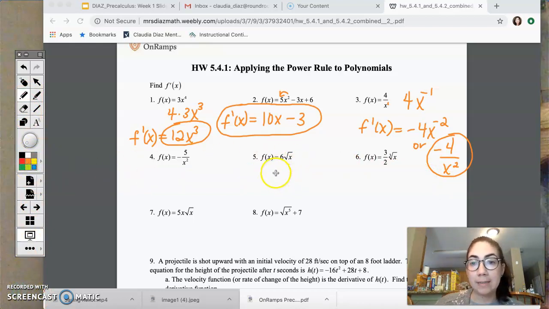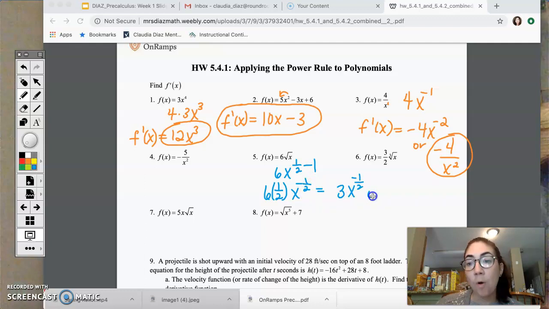Okay, let's look at number 5. Number 5 is 6 times x square root of x, but that's also saying x to the 1/2. So you need to remember that the square root of x is the same thing as x to the 1/2. You're going to bring the 1/2 to the front, so it's 6 times 1/2. And then you're going to subtract 1, so to the negative 1/2. That should give us 3x to the negative 1/2, or 3 over the square root of x, because if you have a negative, it goes into the denominator. And remember, the 1/2 is square root of x. And that's for number 5.